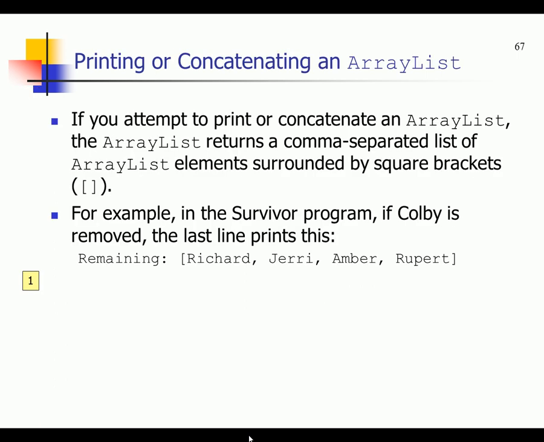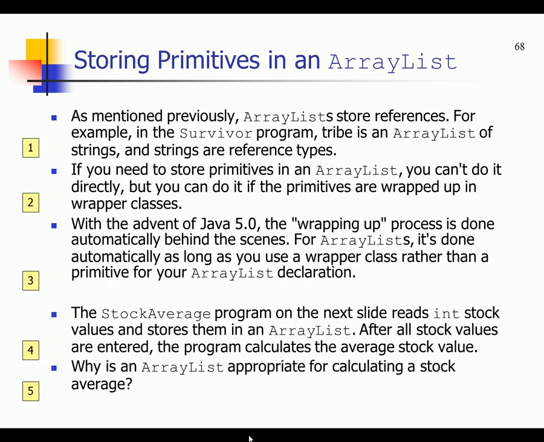So, all right, printing, concatenating. It says if you attempt to print or concatenate an array list, it returns a comma-separated value surrounded by square brackets. That's what you get. That's what it looks like. And again, you don't have to do that, so don't worry about it. If you need to store primitives, you can't do it, but you can use the wrapper classes. This is what I mentioned. You can use the Integer wrapper class. The wrapping up process is done automatically behind the scenes. It takes care of it for us.